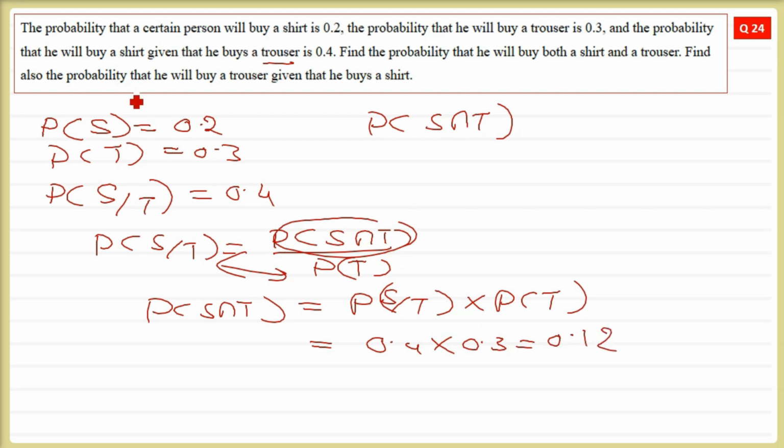How about the second part? Find the probability that he will buy a trouser given that he buys a shirt. So it's just the inverse of P of S given T, which is P of T given S. So when shirt is known to be bought, what is the probability of buying trouser?